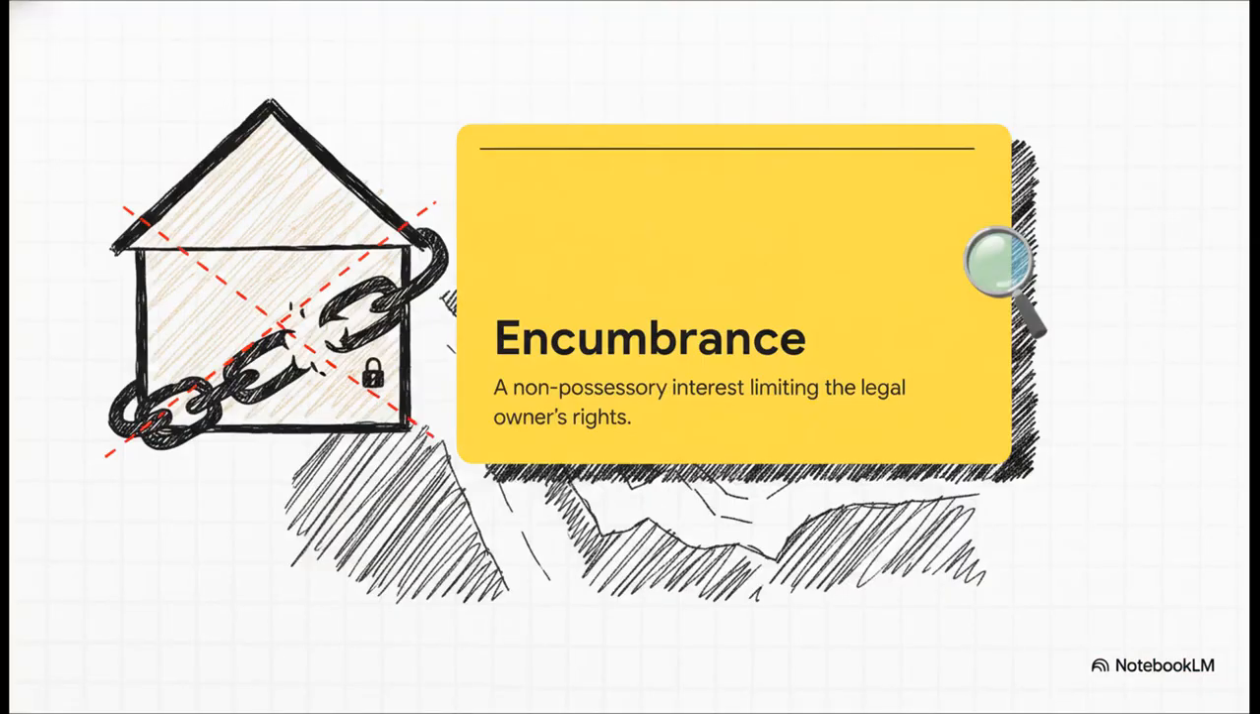So what in the world is an encumbrance? Well, think of it as any claim or interest that someone else holds on your property that limits your rights as the owner. But here's the really key part. It's a non-possessory interest. That means they don't get to live there or take it over. The analogy of a shadow on your property's title is perfect. It's there, you've got to deal with it, but it doesn't mean you're getting kicked out of your house.